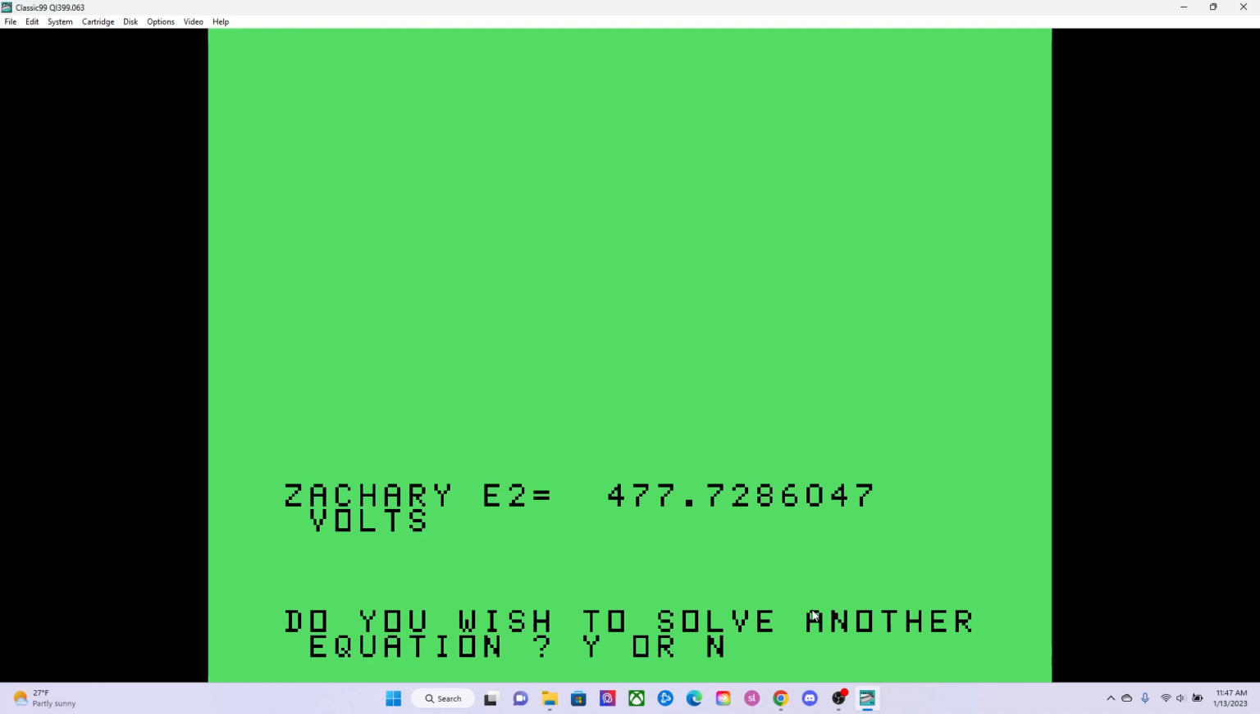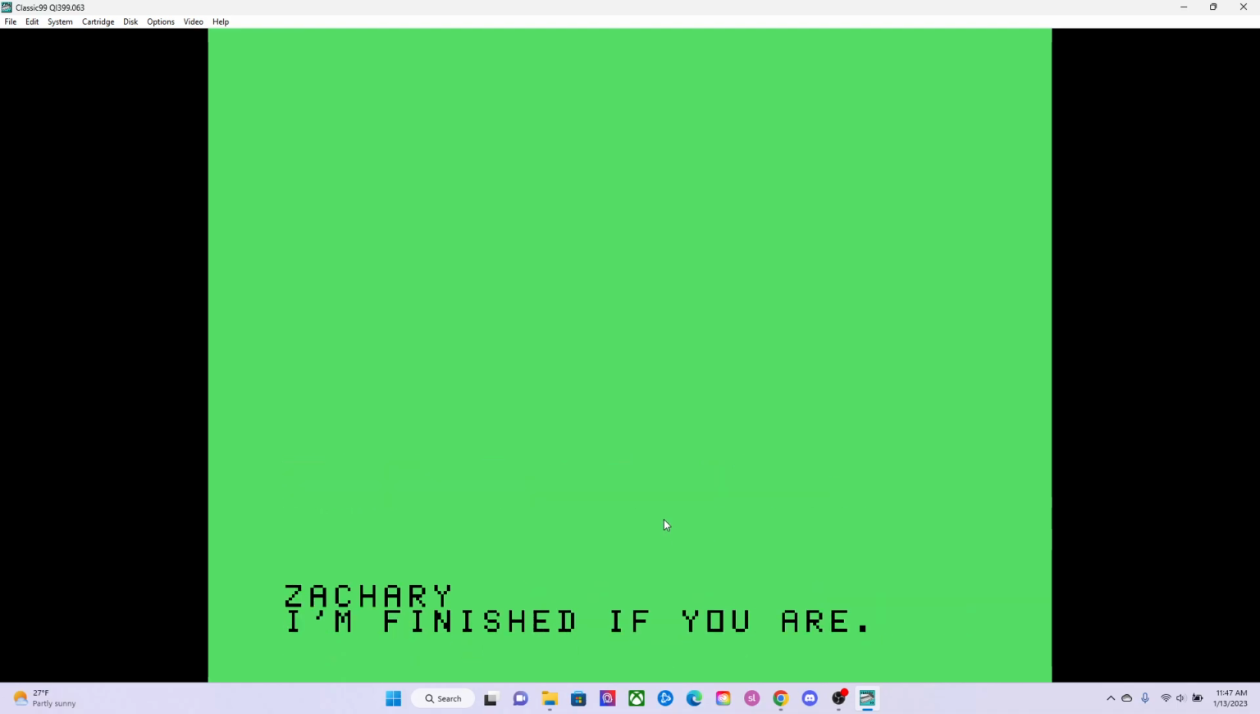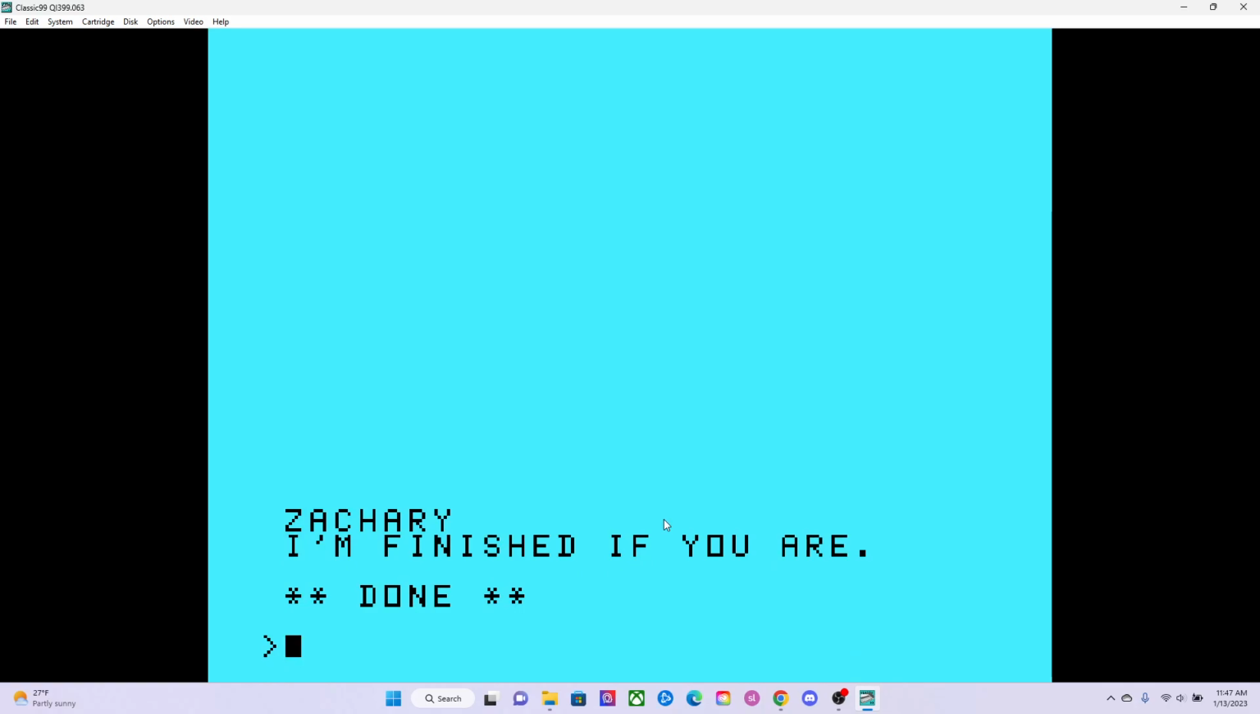So again, there's some weird rounding error with the logs. I think this should come out exactly. So I'll have to see how the TI handles logarithms and see why we're getting this approximation of the answer instead of the actual answer. In any case, no, I don't want to solve another equation. Zachary, I'm finished if you are. And I say we should end the program on that note.